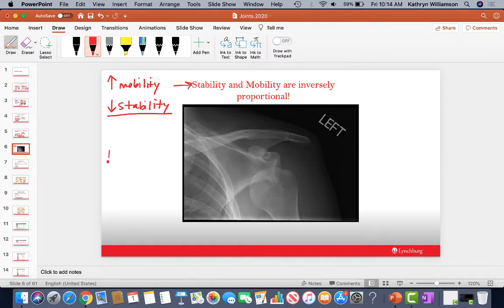On the flip side, if we have a joint that has decreased mobility, it's going to have increased stability. So think about your spine. Spinal joints, joints between vertebral bodies, are going to be amphiarthrotic. They don't move as much, but as a result, they provide us with more stability. And that makes sense because our upper and lower extremities attach to the vertebral column, which forms a framework for our other joints to attach to. So it needs to be a little more stable in order to provide that.